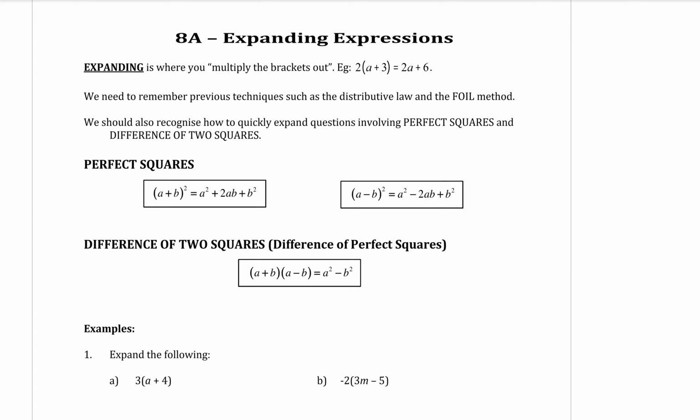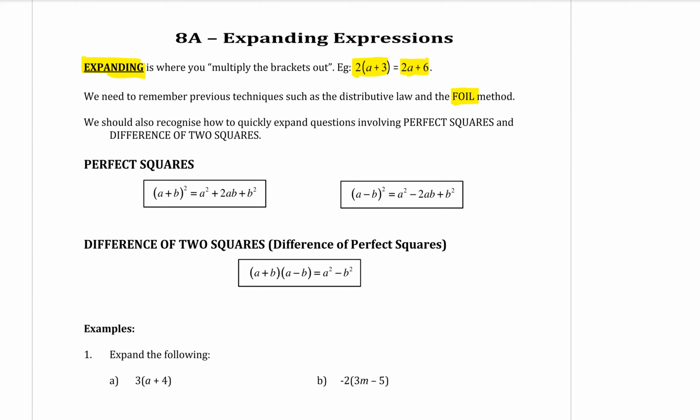So today we are starting with expanding expressions, and expanding is when you multiply the brackets out. For example, if we have a 2 at the front of a plus 3, we multiply the 2 with the a to get 2a, and 2 times 3 to get the 6. You've been doing that for a long time now. You will also need to remember previous techniques such as the distributive law and the FOIL method, which I hope you remember from last year.